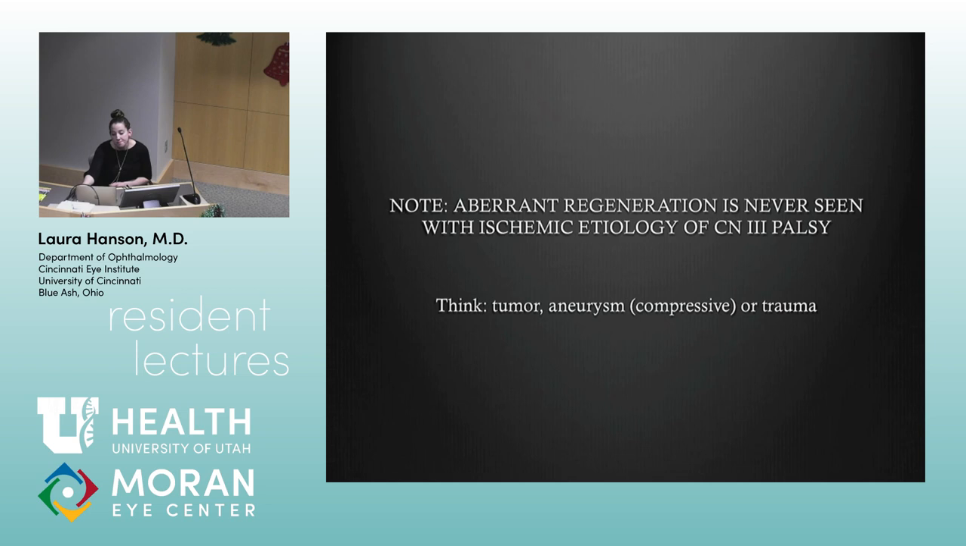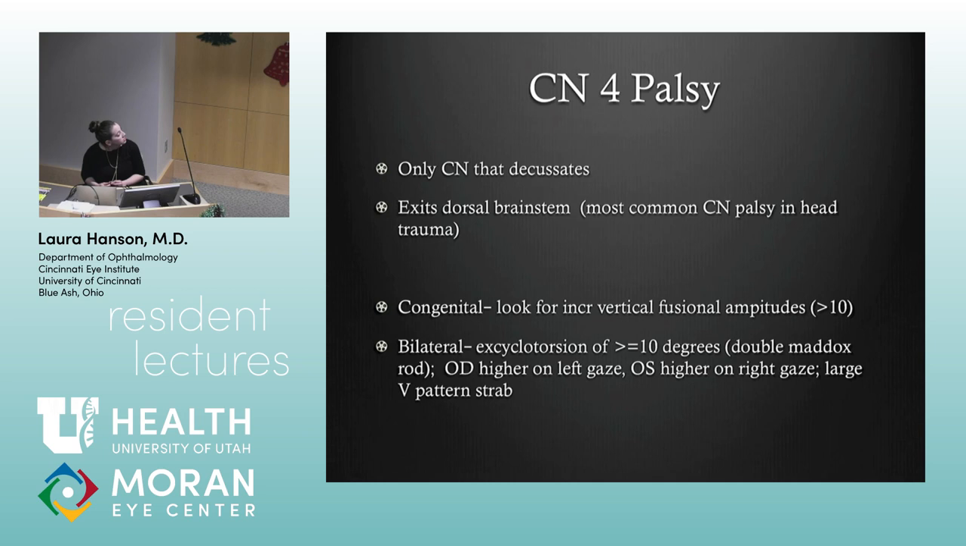The fourth nerve palsy is the only one that decussates and it exits the dorsal brainstem, which is why it's the most common cranial nerve palsy in head trauma. In a congenital fourth nerve palsy, they'll have increased vertical fusional amplitudes. If it's long-standing, they'll probably have like 3 or more diopters of vertical fusional amplitude. If it's congenital, it'll be like 10 to 15.